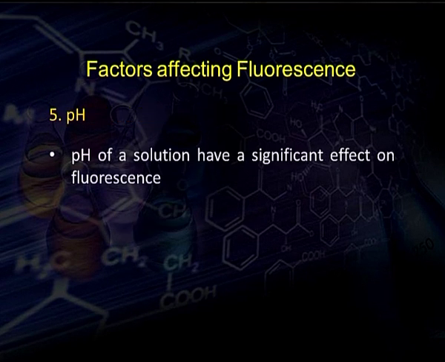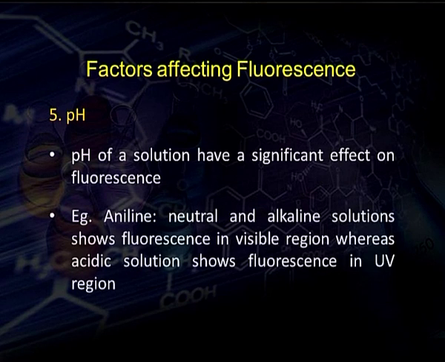Next factor is pH. pH of a solution has a significant effect on fluorescence. For example, we have aniline. In case of aniline, neutral and alkaline solutions of aniline show fluorescence in the visible region, whereas the acidic solution shows fluorescence in the ultraviolet region.